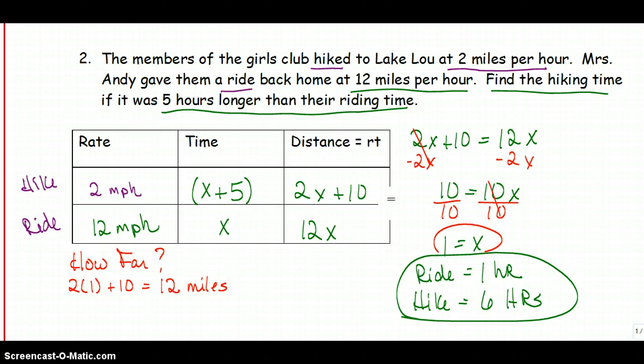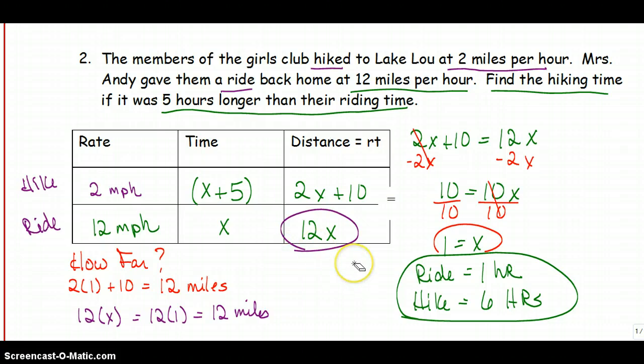Let's see what happens if we use the other equation. Oh, 12 times x. Okay, x was 1. That gives me 12 times 1. Oh, it's still 12 miles. Now, I think that 12x is easier to work with. So when I'm figuring these out, I'm going to choose the equation that is the least complicated for me to work with, because you're going to get the same answer no matter what.